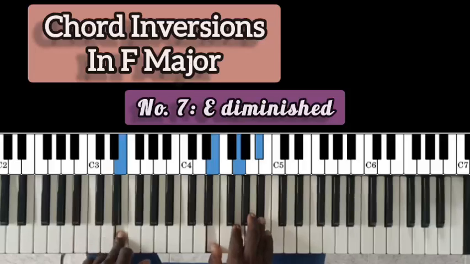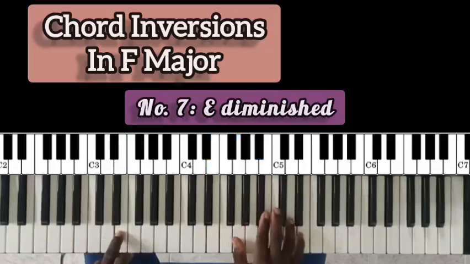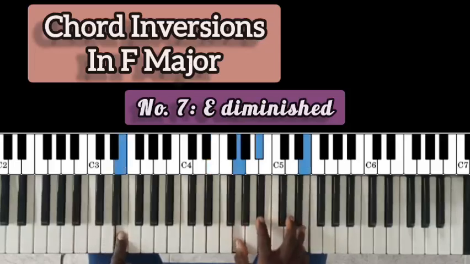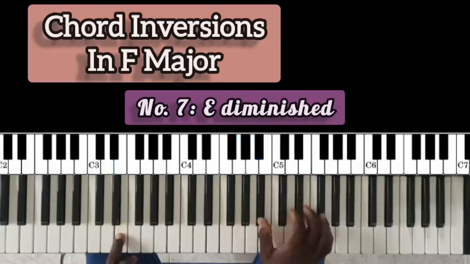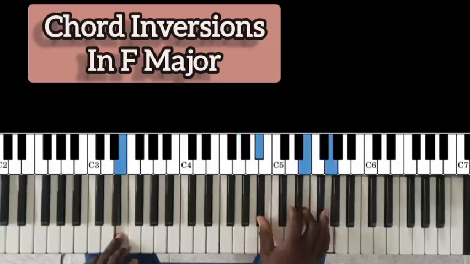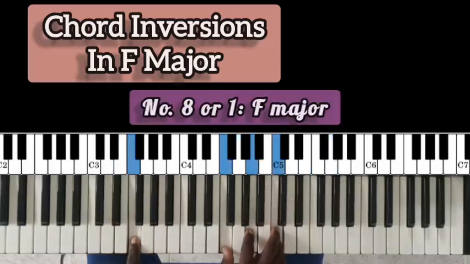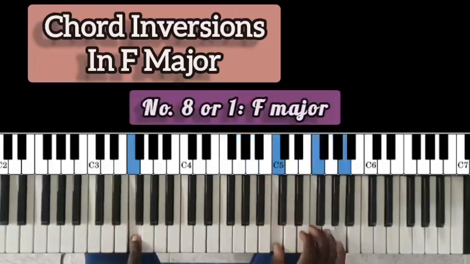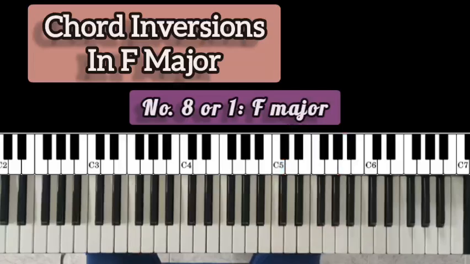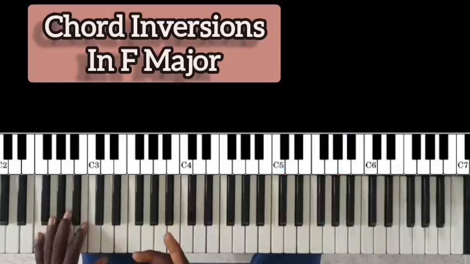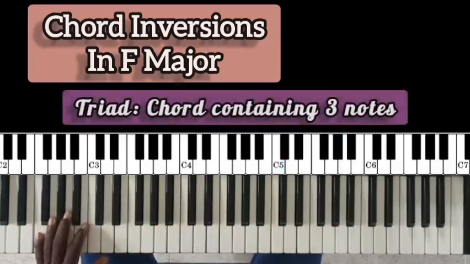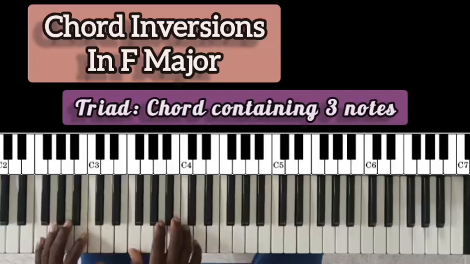Now this is E diminished. Root, first inversion, second inversion, and then back to F again. Root, first inversion, second inversion. Alright, so one exercise for you: do this to familiarize with the various forms of each triad or each chord.